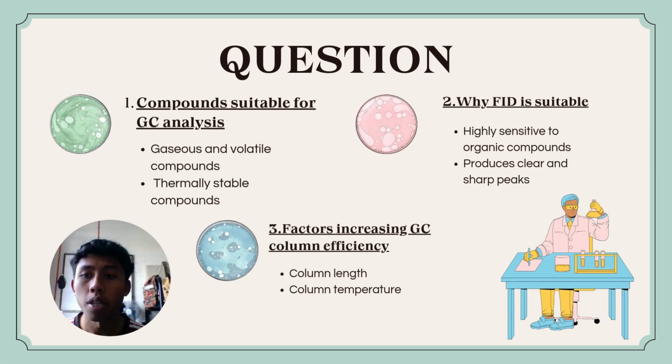So, I will explain the questions related to gas chromatography. Gas chromatography is suitable for analyzing gases and volatile compounds that are thermally stable. The flame ionization detector, or FID, is suitable for this analysis because it is highly sensitive to organic compounds and produces clear and sharp peaks. Lastly, two factors that can increase the efficiency of a GC column are column length and column temperature.